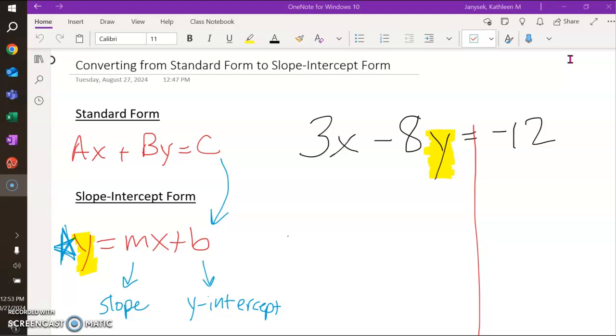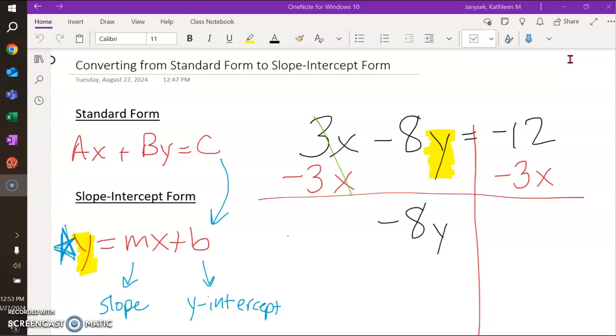So to get y alone, we have to get rid of that 3x by subtracting it on both sides. Not just the 3x. So 3x minus 3x is 0, so it eliminates on the left side, leaving us with only negative 8y.